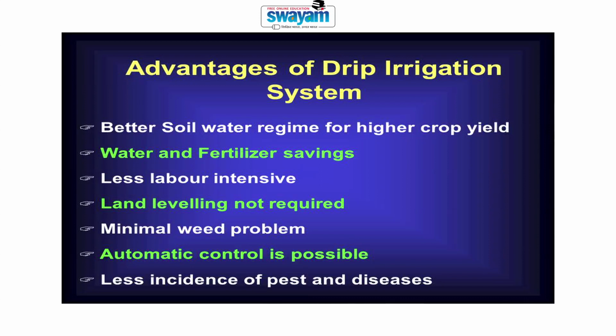When you apply a limited quantity of water, you get minimal weed problems, automatic control is possible, and there is less incidence of pests and diseases. So, these are the typical advantages of drip irrigation systems, which need to be understood by the farmers or users.